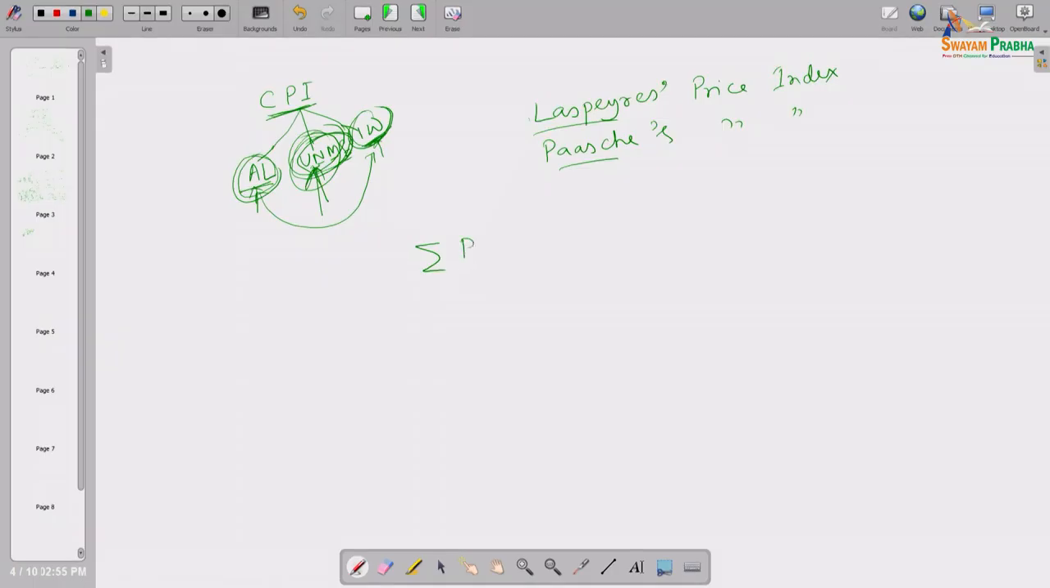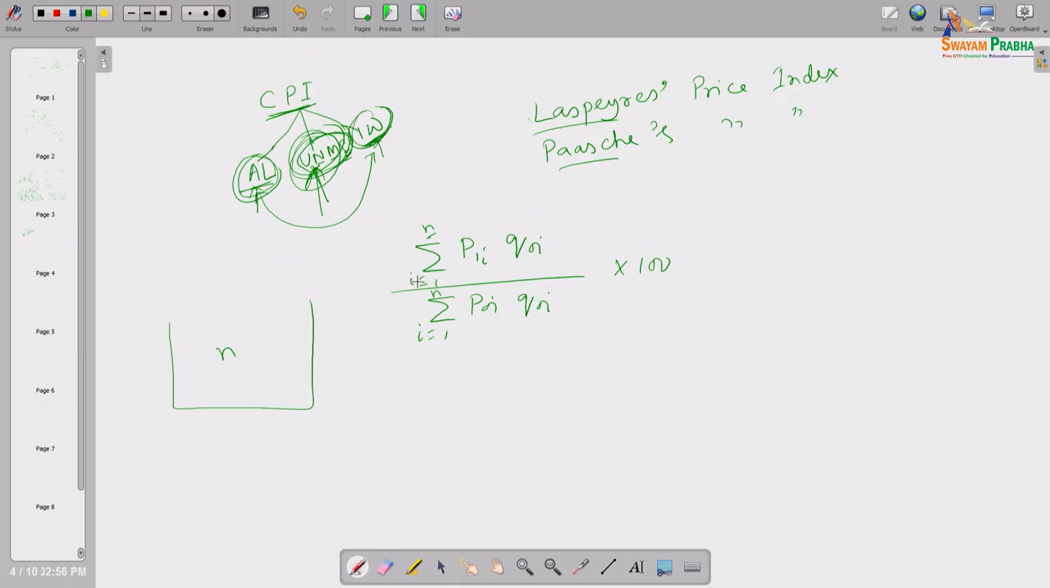Laspeyres' price index is basically sigma P1i Q0i by sigma P0i Q0i into 100. This sigma is over i running from 1 to n. What is n? n is the number of commodities in the basket, the consumption basket. Suppose this is my consumption basket, there n different commodities are there, that is denoted by i.